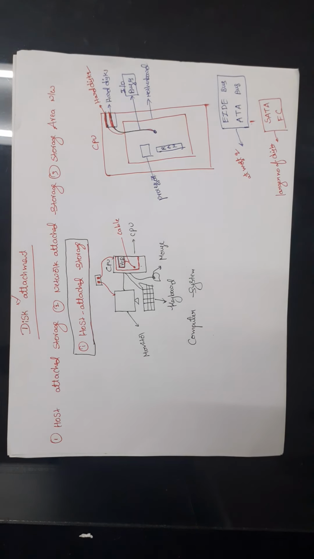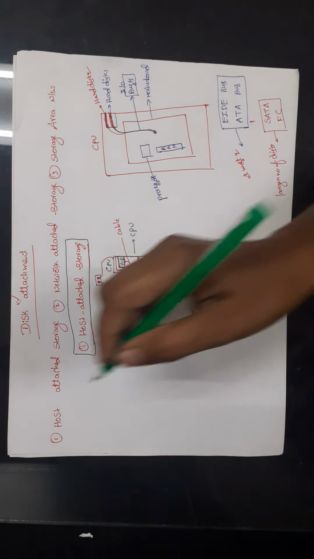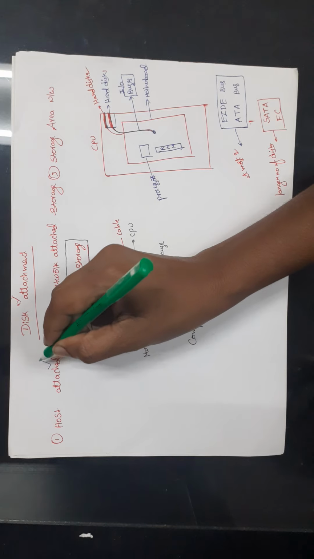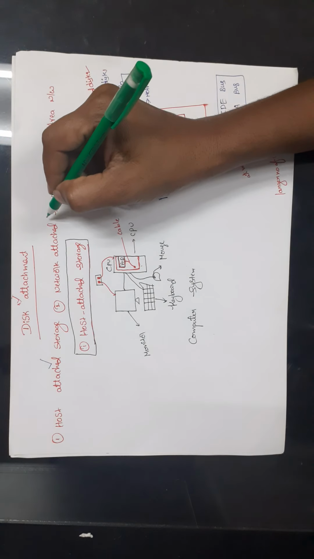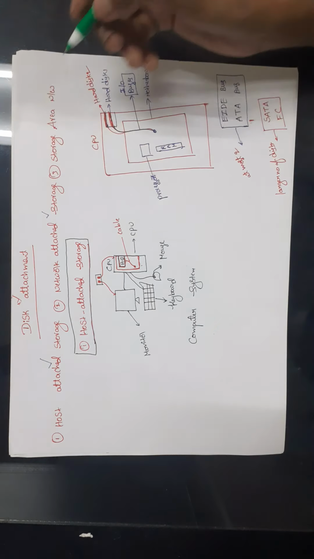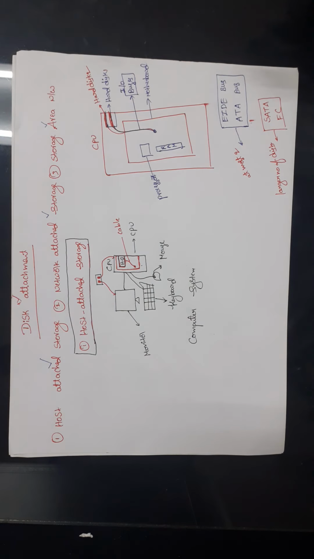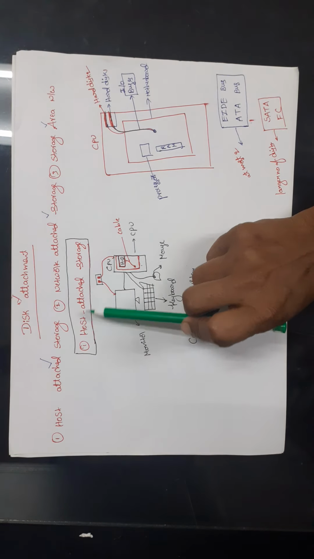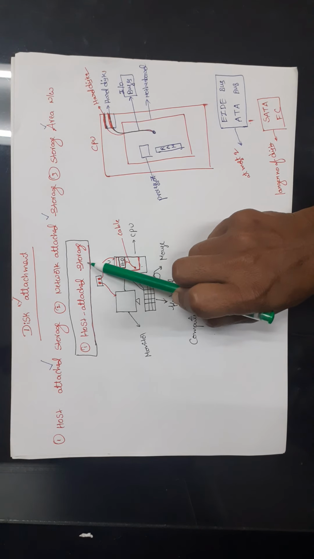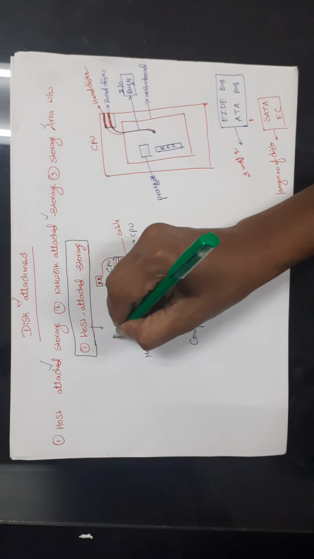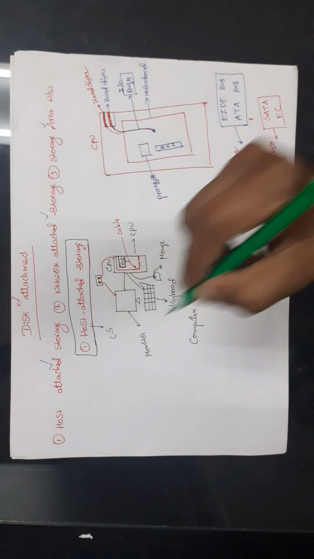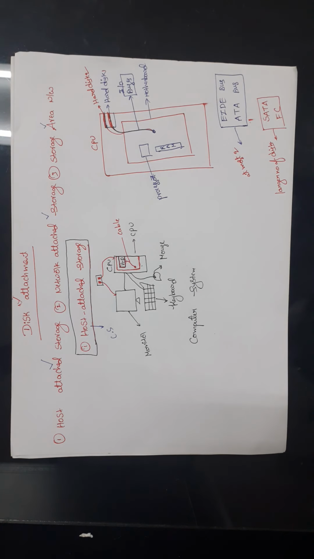Okay, so if you observe, we can connect the disks to the computer systems in three ways. First one is host attached storage, next one is network attached storage, and third one is storage area network. First, I'll explain about host attached storage. Here host is nothing but our computer system.